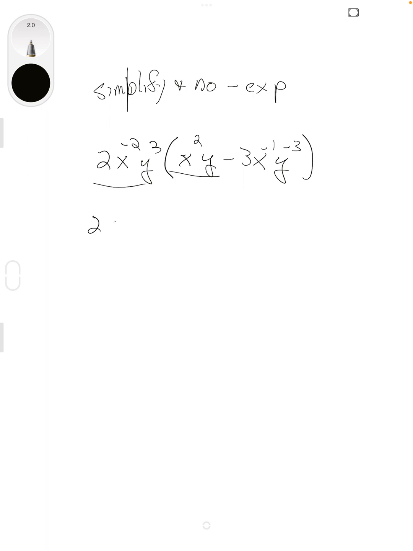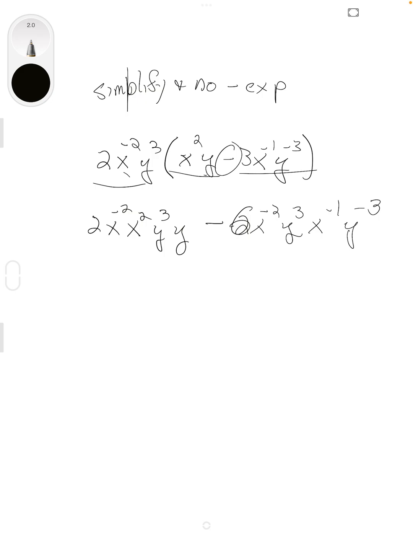I'm just going to write it out: 2x to the negative 2, and I keep the x's together, y to the 3rd, y. Okay, so that's this times this. Minus, because that's what that is, 2x negative 2, y to the 3rd times this, which is 2 times 3, I'm just going to write that as 6. And then x to the minus 1, y to the minus 3.